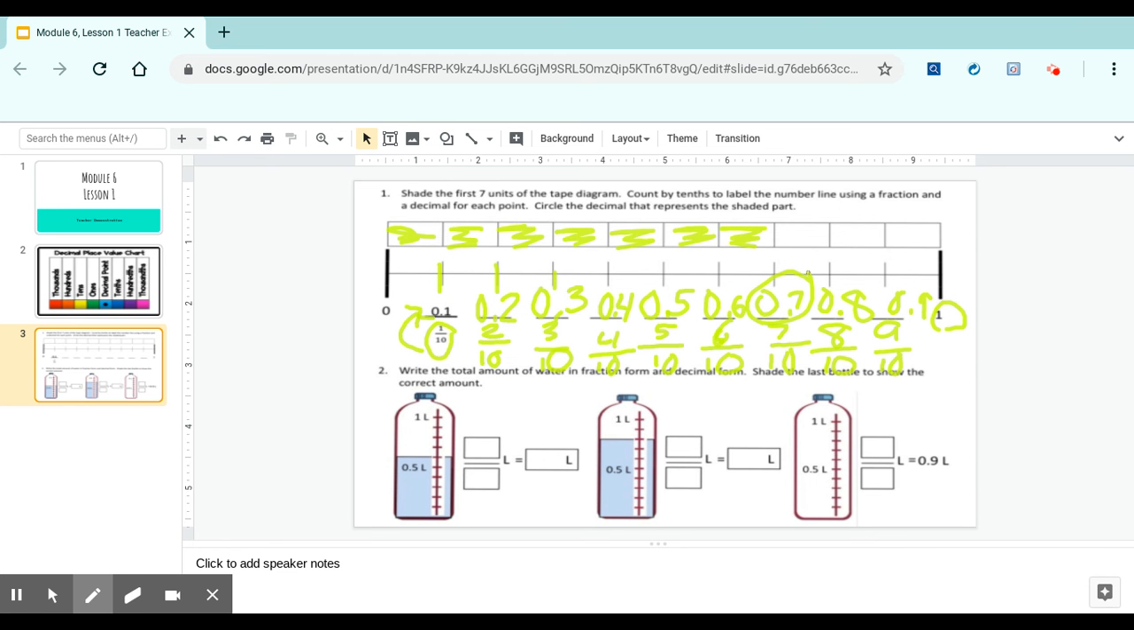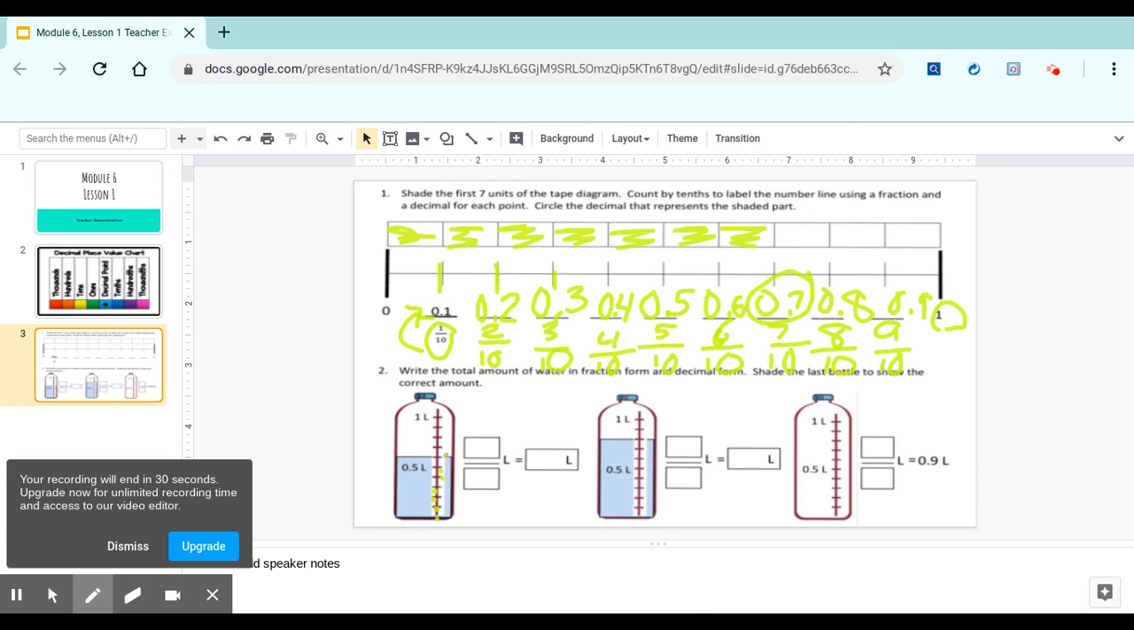So what we need to do is count the pieces until we get to the top of that water line. So we have 1, 2, 3, 4, 5, 6. So 6 out of the 10 tick marks. So that means 6/10. And that would be 0 wholes and, so the decimal point, 6/10.